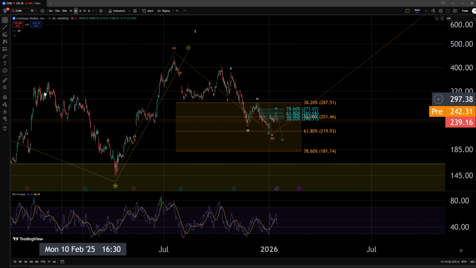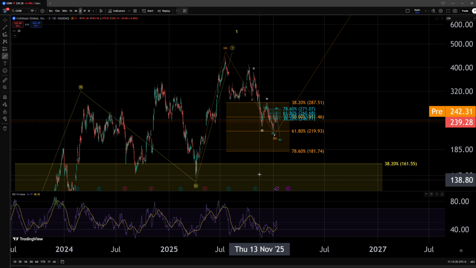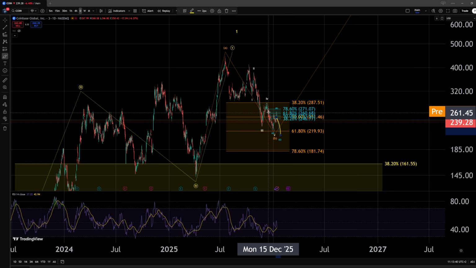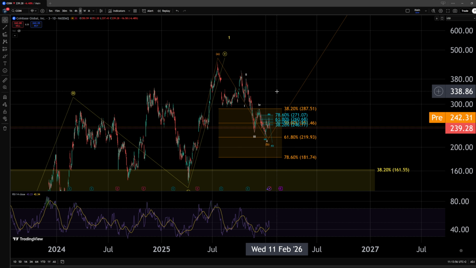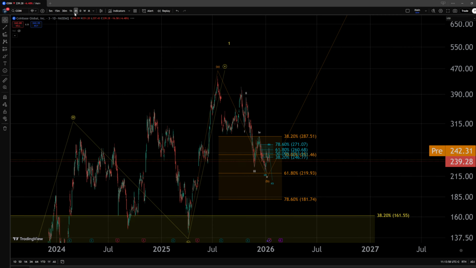We are also close to, or not even close, we are already seeing divergences within this structure to the downside. We might form another low. We might even see another divergence here on the daily time frame. But unfortunately, we are actually lacking the initial 5-wave move to the upside.